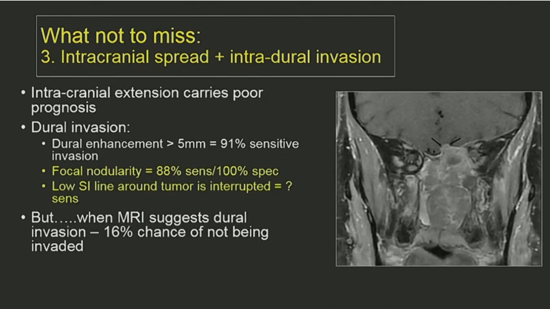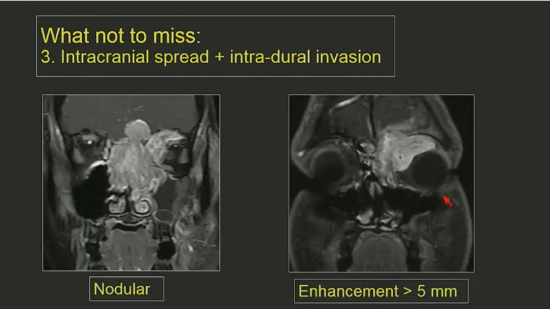So let's look at some of those findings for intracranial extension. Here is a nodular intracranial extension of this massive sinonasal tumor. There's over 5 millimeter thick enhancement right here. These are 2 of the imaging findings that suggest there is intradural disease. We see that low signal intensity line, and there, it's gone. All 3 findings of intracranial intradural disease are present here.